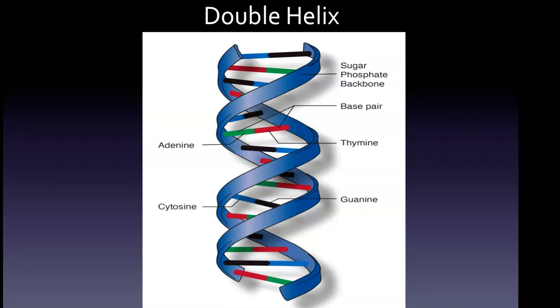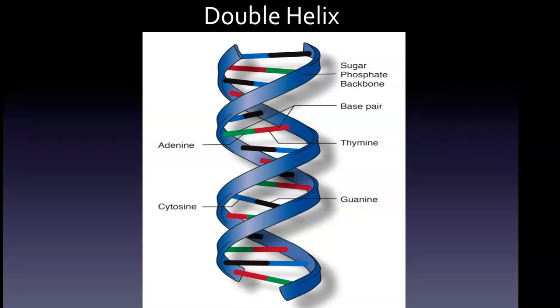DNA is shaped as a double helix, which you can see here, which looks like a twisted ladder. Each rung of the ladder is made up of a pair of nitrogen bases. There are four bases, which are adenine, guanine, thymine, and cytosine.